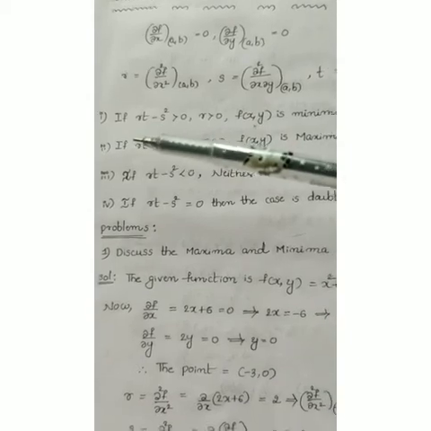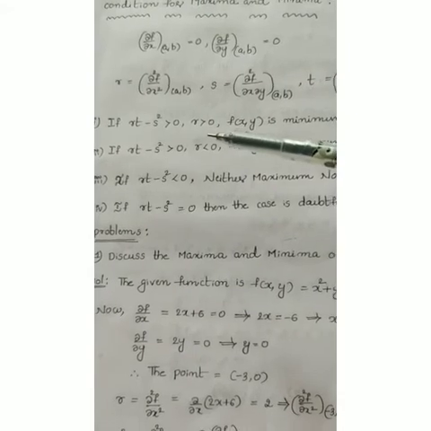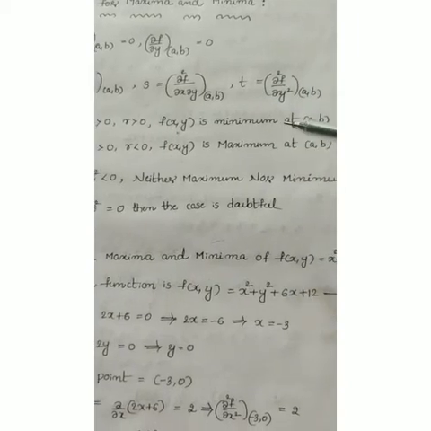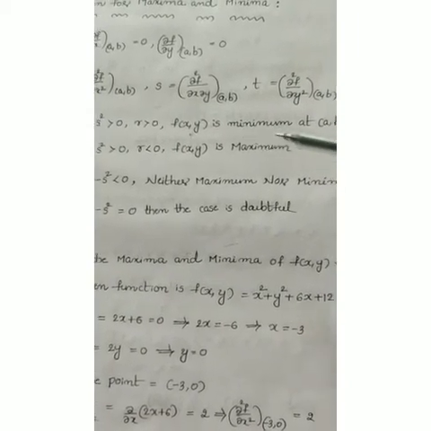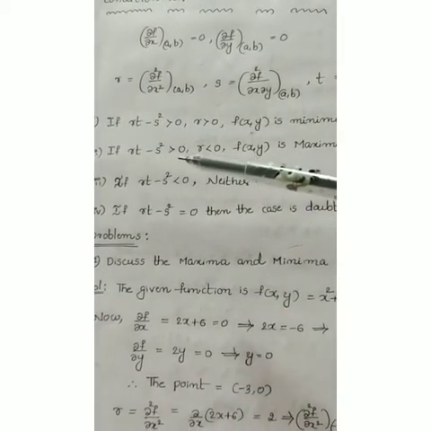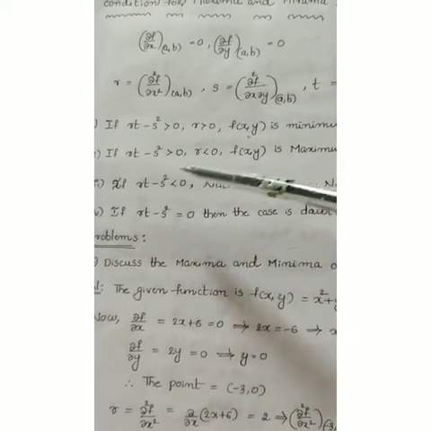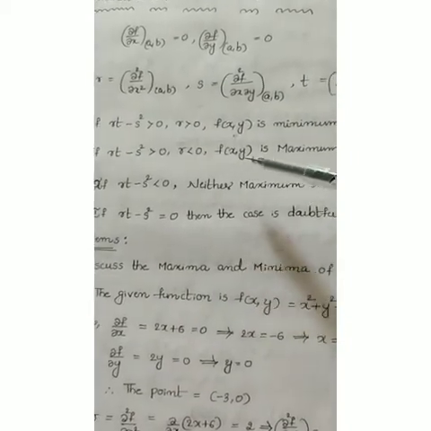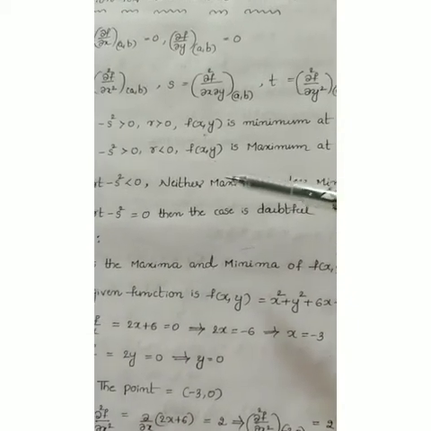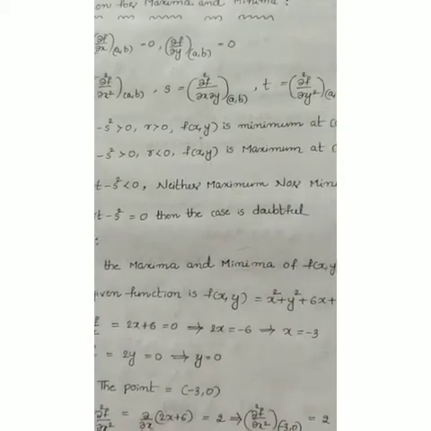Then the first condition is if rt minus s square is greater than 0 and r is greater than 0, then the given function f of x comma y is minimum. So it has a minimum value at the point a comma b. And the second condition is if rt minus s square is greater than 0 and r is less than 0, then the given function f of x comma y is maximum at that point a comma b. That means the function contains a maximum value at the point a comma b.